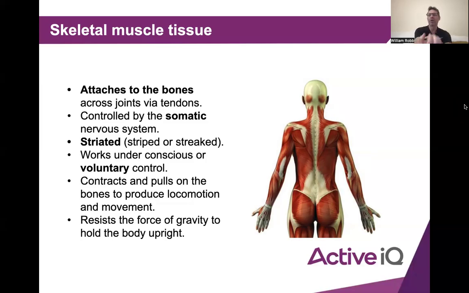So if I want to flex my bicep or my elbow joint, I send a signal to my brain to say I want to flex my elbow joint. The brain will send a message down to the muscles associated in flexing the elbow joint. So it works under conscious or voluntary control. It contracts and pulls the bones to produce locomotion, i.e. movement. It resists the force of gravity to hold you upright.